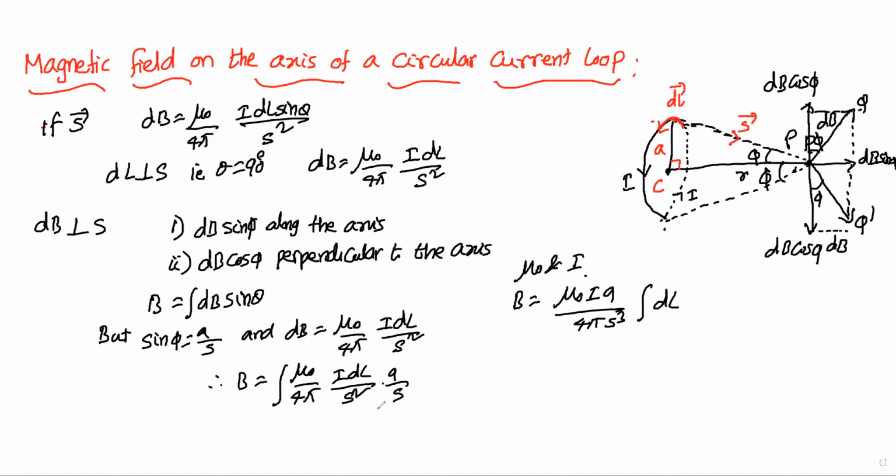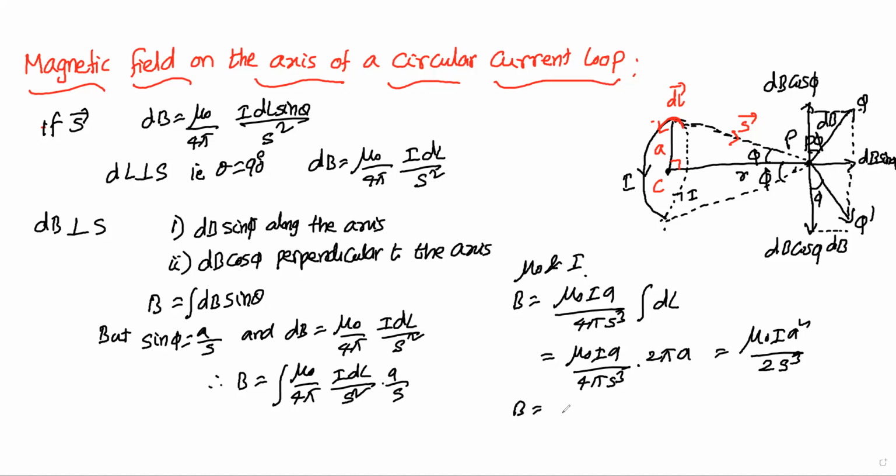The remaining values are constants and are taken out of the integral. Only dl will be integrated. So integral dl is L, the circumference of the circular loop, that is 2 pi a, because here a is the radius, we changed the name. So mu naught I a by 4 pi s cube into 2 pi a. Finally, mu naught I a square by 2 s cube.